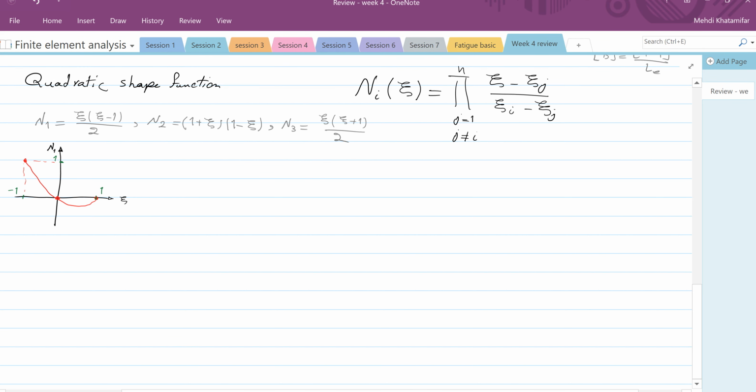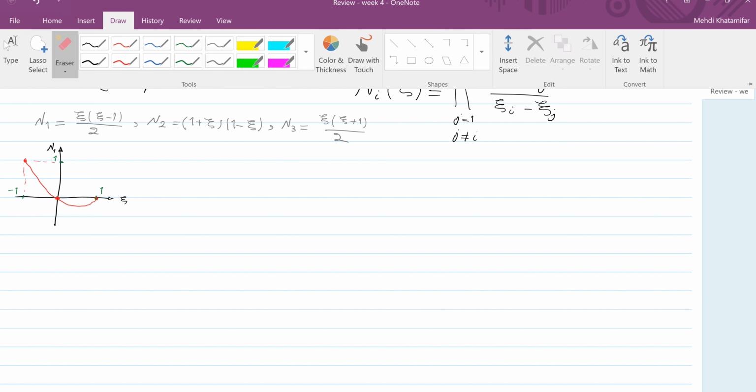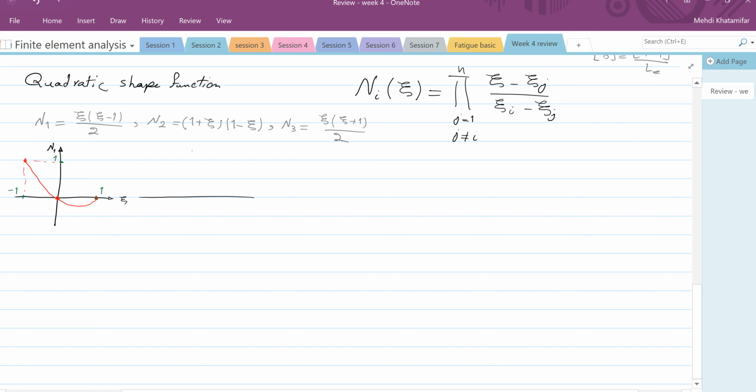Now I'm going to draw n2. So this is 1, -1, 1. If I draw, for the left side it is going to be 0, for the right side it is going to be 0, and for 0 it is going to be 1. This is n2 versus psi. And the graph is going to be like this.